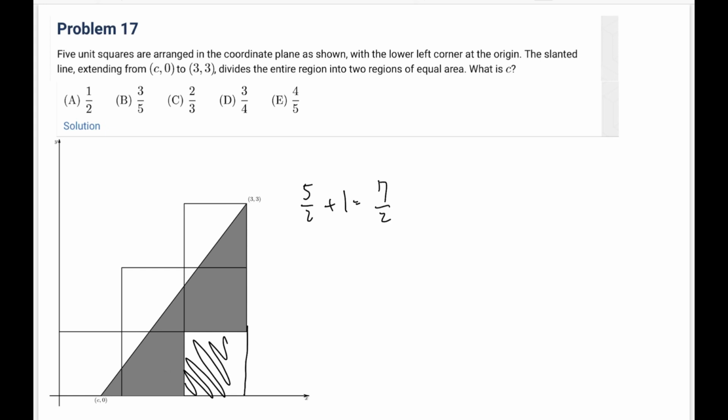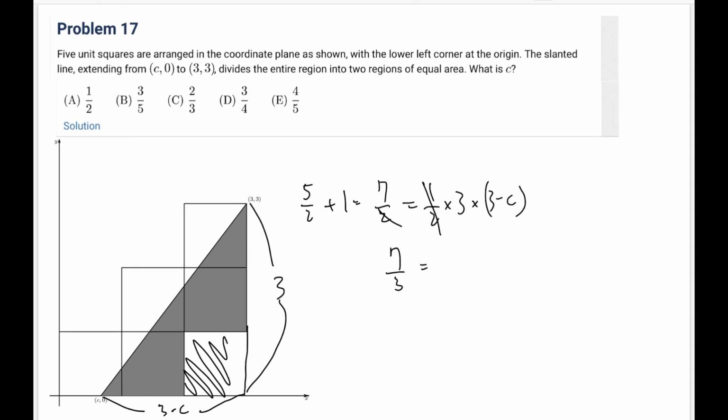7 over 2. But then, since this is 3 and this is 3 minus c, this would be the same as the area of the triangle, right? So 1/2 times 3 minus c. And so multiply by 2, and then 7 over 3 will be equal to 3 minus c. c equals 3 minus 7 over 3. This is 2 over 3. So the answer is C.